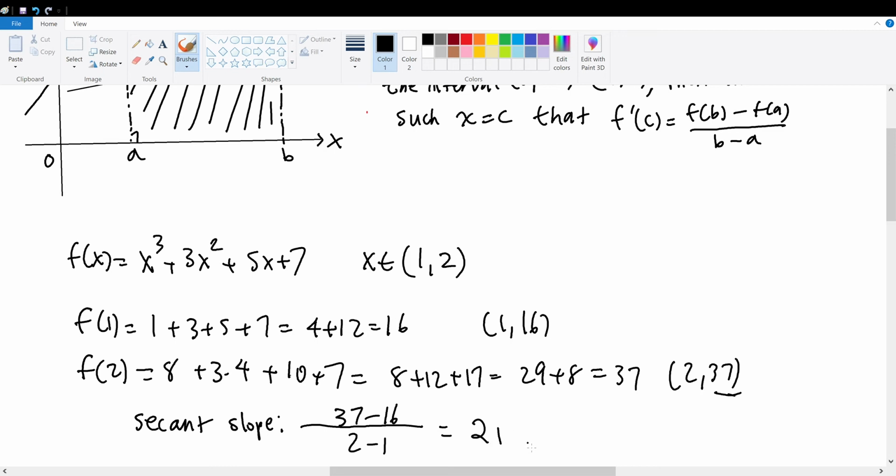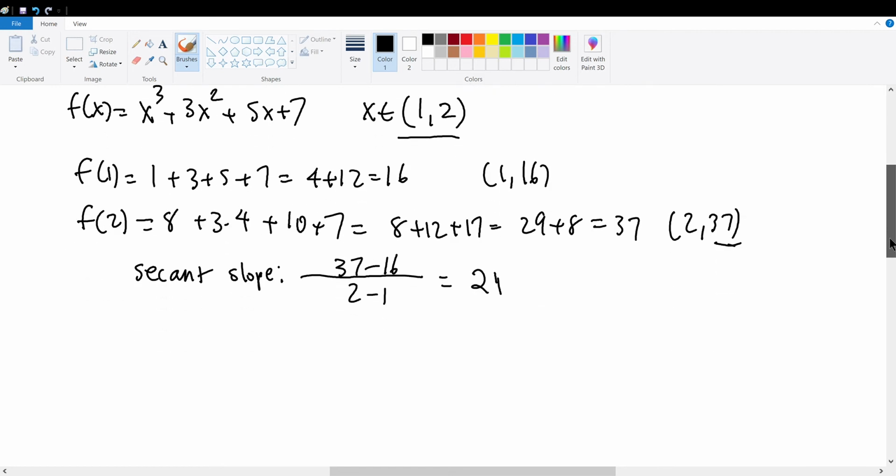Hence, the secant slope that passes through (1, 16) and (2, 37) will be 21. So there must be a point in this interval such that the x value will have the derivative equal to 21. And to find that, we are going to do it right now.